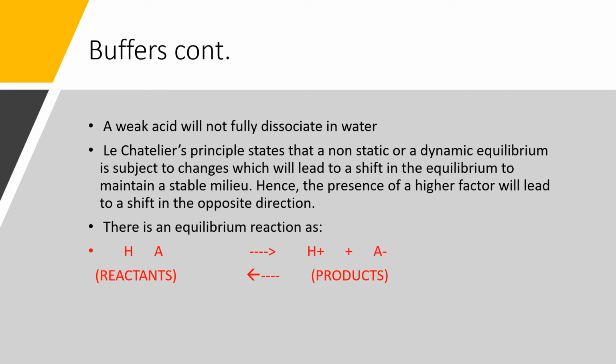There is an equilibrium reaction depicted right here. HA as the reactant going to form the products H plus and A minus. So any alteration in the concentration of either will move the equilibrium to the opposite direction. So you could see that it's going both ways.